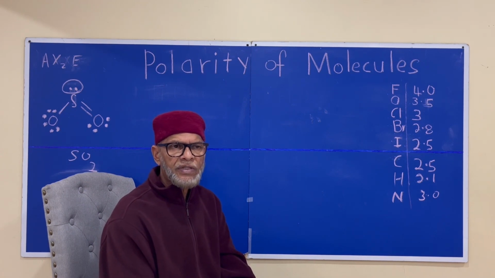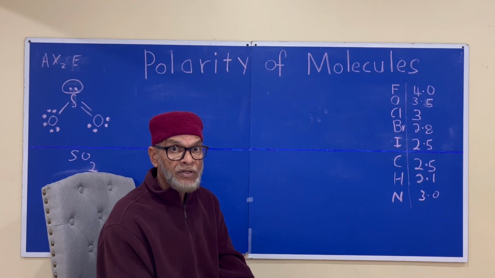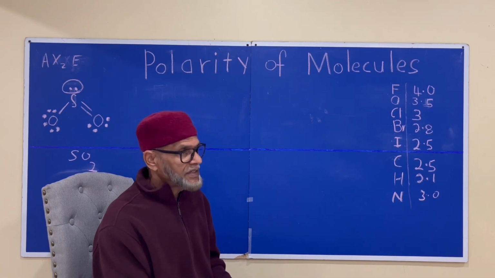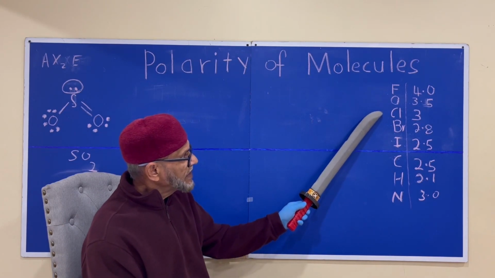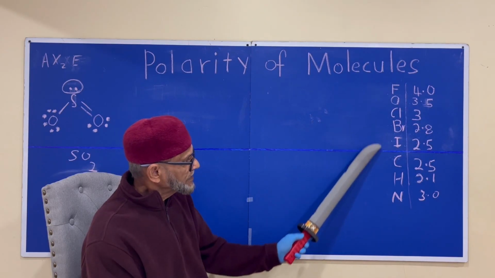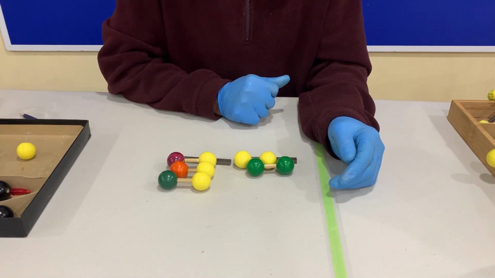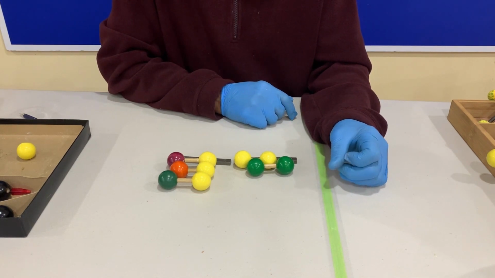To know whether or not a bond is polar, we need to know if there is a difference of electronegativity of more than 0.4 between the two bonded atoms. This table here shows the electronegativity values that are ascribed to these different elements here. We'll now use the models of a few molecules to illustrate how their polarities can be determined.